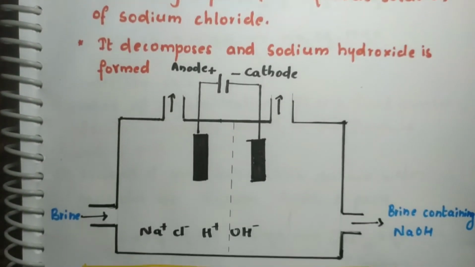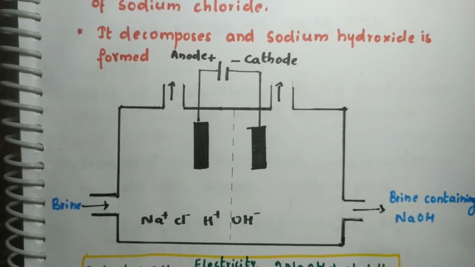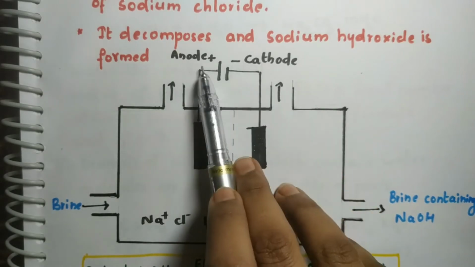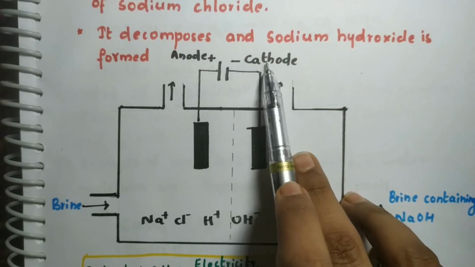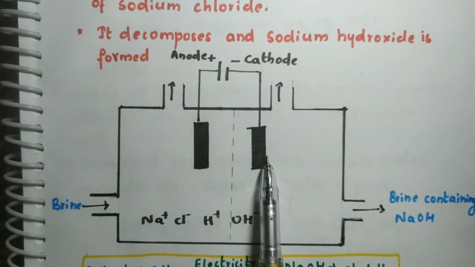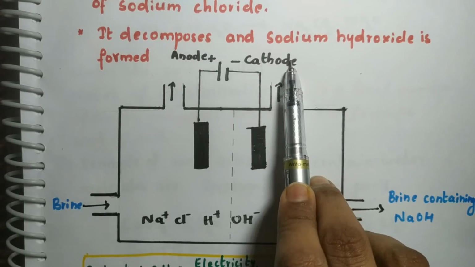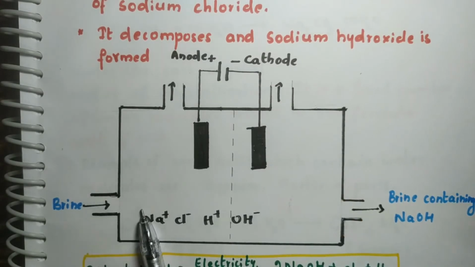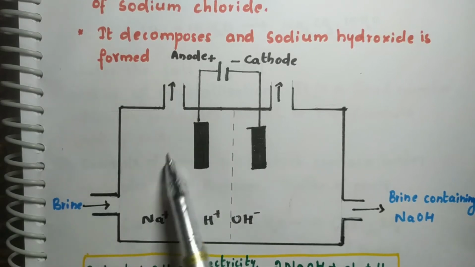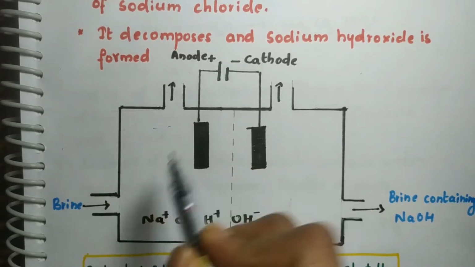See, this is the setup for the preparation of sodium hydroxide or caustic soda. What is there here? There is an anode and a cathode. The anode is positively charged and the cathode is negative. We have two electrodes here, one is the anode and the other is the cathode. We feed it with brine, that is NaCl, and brine is made up of sodium chloride and water. It is a mixture of sodium chloride and water. When we feed it, the electricity passes here. Everywhere brine will be there.